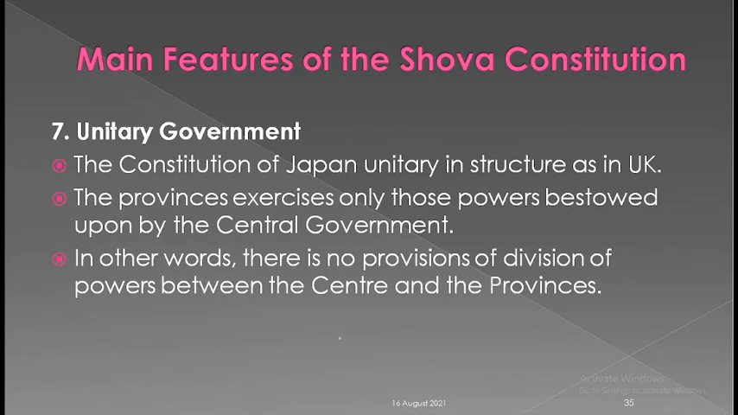Unitary government. The Constitution of Japan is unitary in structure, as in the UK. The provinces, or local governments, exercise only those powers vested in them by the central government. There is no division of power. If the local or provincial government has to exercise certain powers, it has to exercise only those powers which are transferred or delegated by the central government.